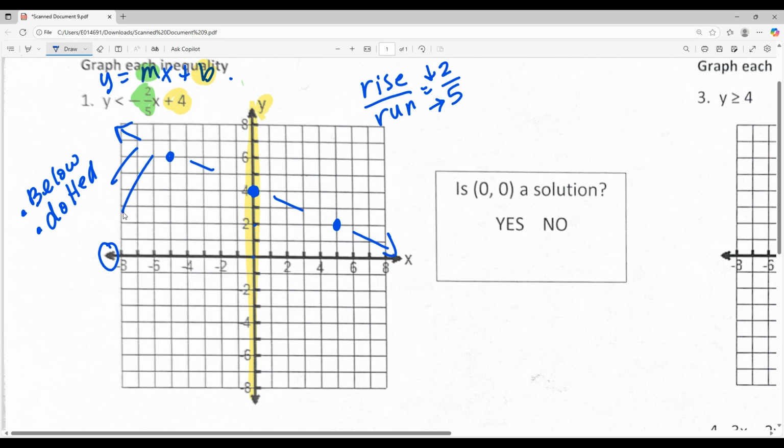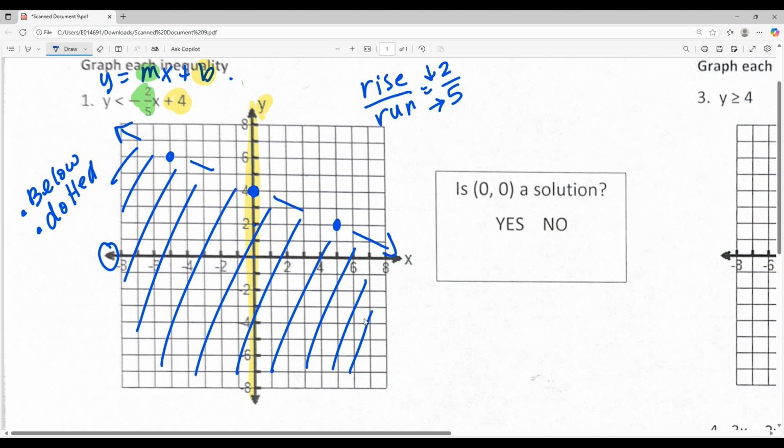If you don't have a highlighter, you can just draw lines going right down like so. Does that make sense? That can also save you a little bit of time if you don't want to be extra. Now, if you want to be artistic, sure.